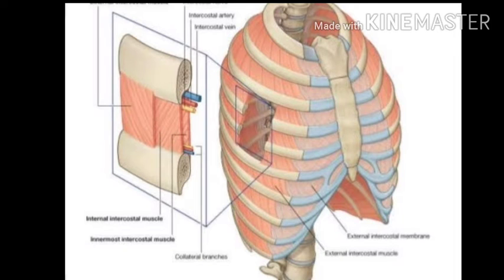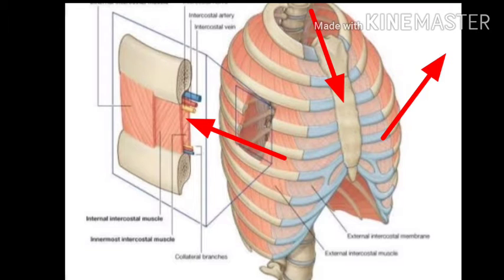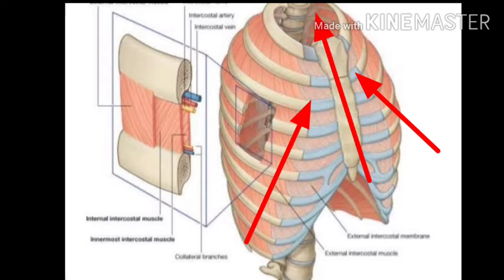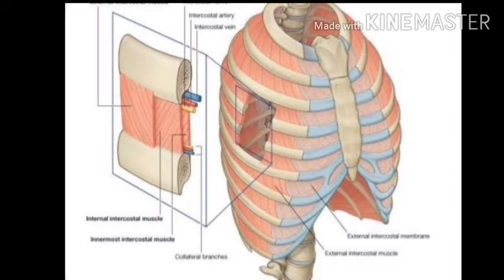The external intercostal muscle is helpful in inspiration, and the internal intercostal muscle is helpful in expiration. That is, the external intercostal muscle helps in pulling the ribs outwards, and the internal intercostal muscle helps in pulling the ribs inwards, thus decreasing the size of the thoracic cavity.